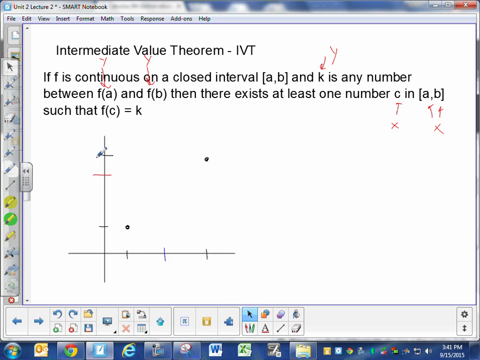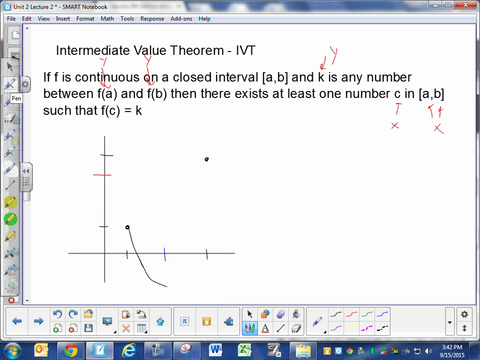If you have 2 points and you're continuous between them, you have to connect them somehow, right? When you connect those 2 points, you will always pass through all of the y coordinates between the 2 y coordinates of those points. That's the theorem. If I take this one and connect it here, and I go like that, well, here's that y coordinate. The x coordinate that produces that y coordinate is right there.